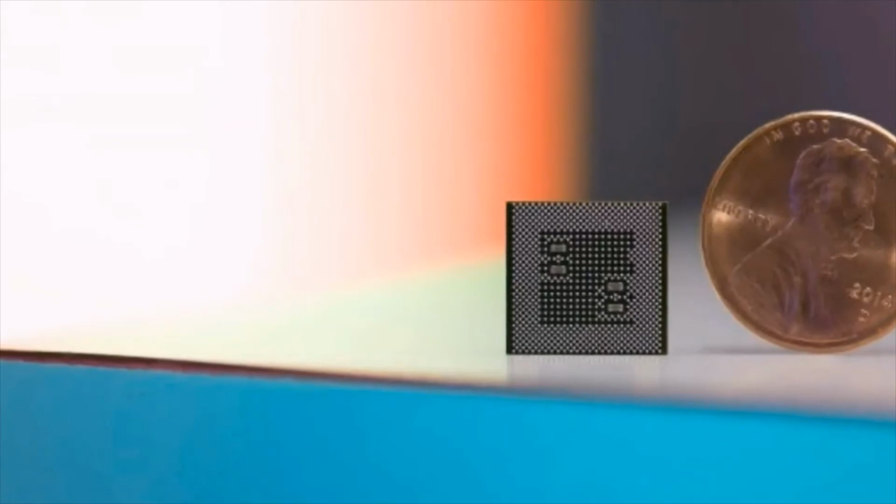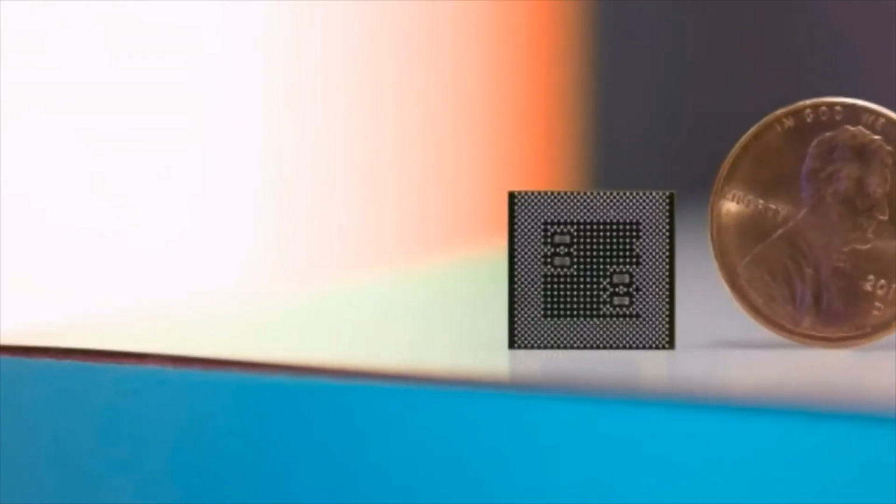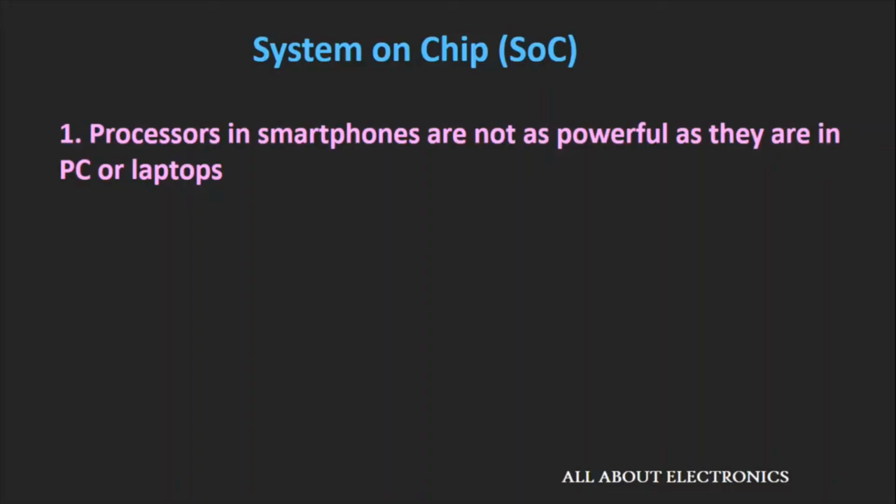So now the question is, how is it possible to integrate all the parts inside a single chip? So there are many reasons behind that. So let's find out these reasons. The first reason is the processors which you see inside the smartphone are not as powerful as the processors which you find inside the desktop and the laptop. So don't get me wrong, the processors inside a smartphone are powerful enough, but if you compare them with the processors of desktop and laptop, the processors in desktop and laptop are quite powerful.